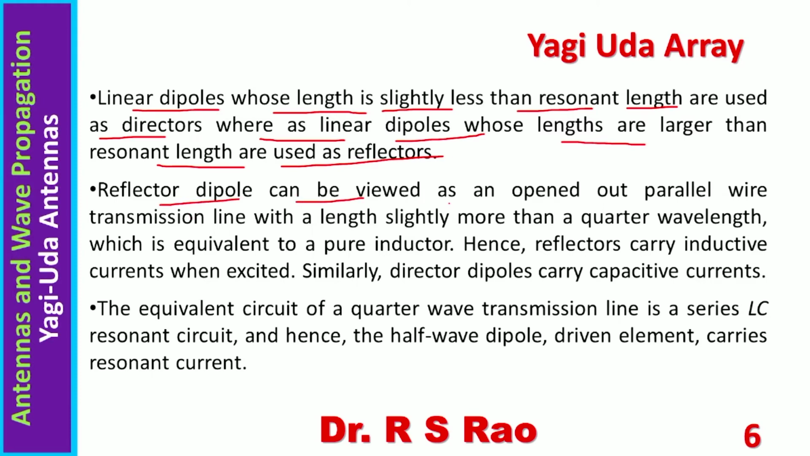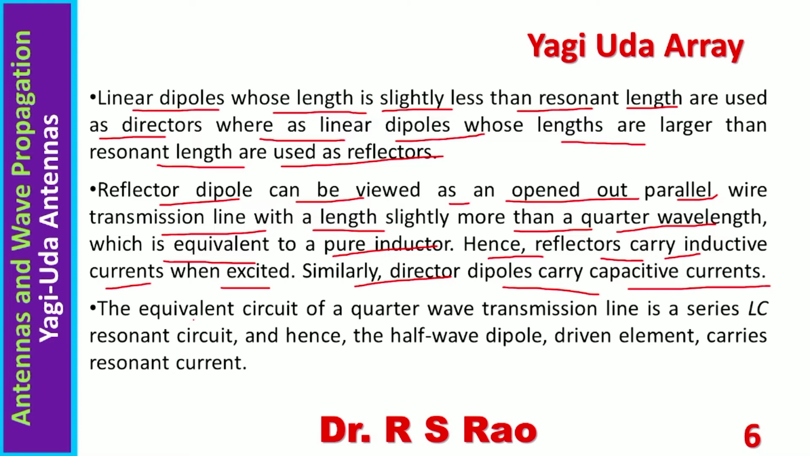A reflector dipole can be viewed as an opened out parallel wire transmission line with a length slightly more than a quarter wavelength, which is equivalent to a pure inductor. Hence, reflectors carry inductive currents when excited. Similarly, director dipoles carry capacitive currents. The equivalent circuit of a quarter wave transmission line is a series LC resonant circuit, and hence the half wave dipole driven element carries resonant current.